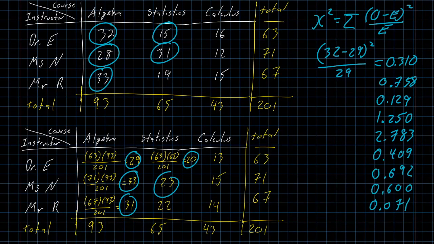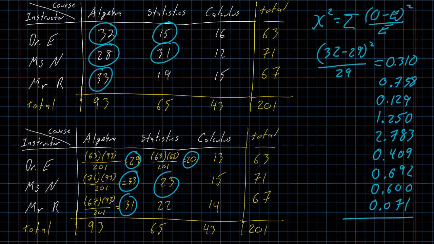Continuing onward, Mr. R for statistics, 0.409. Then for calculus, Dr. E, 0.692. Ms. N, 0.600. Mr. R, 0.071. That gives us all of these O minus E squared terms.